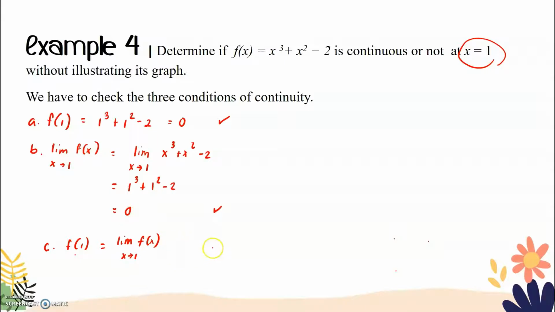So our third condition is satisfied, meaning to say f of x equals x cubed plus x squared minus 2 is continuous at x equals 1, right?